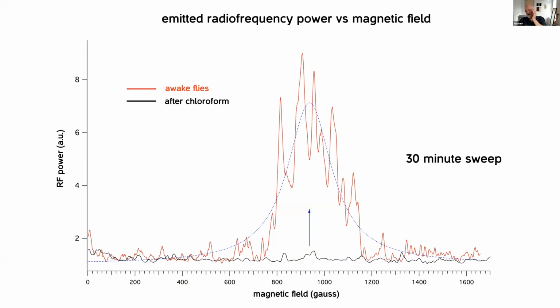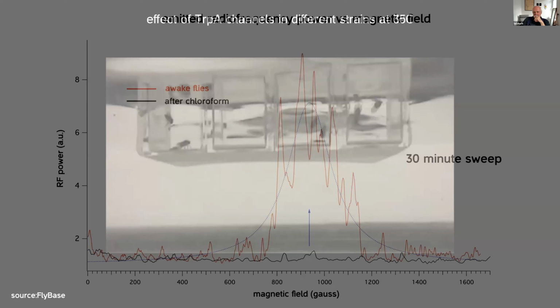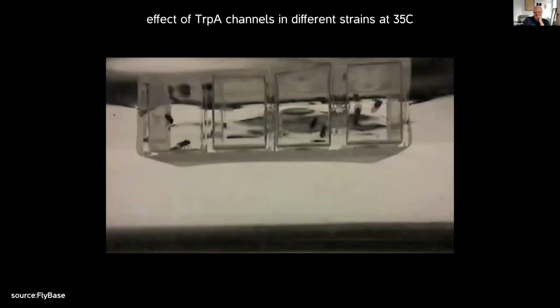What's happening here, I just want to emphasize, is we're not putting any energy into the flies. We're not putting in radio frequency. We're just measuring emission. And we get a pretty good signal. When you inject chloroform into the tube, the signal goes away. This told us this might be the nervous system involved.